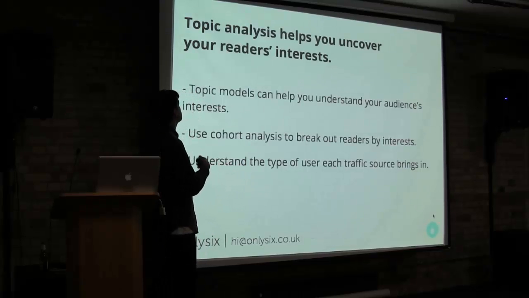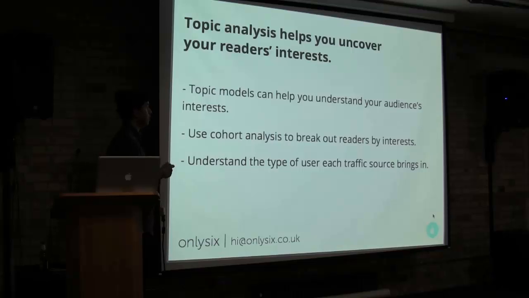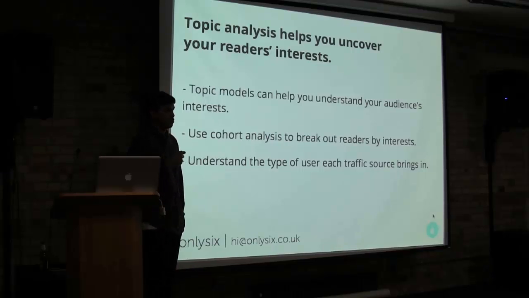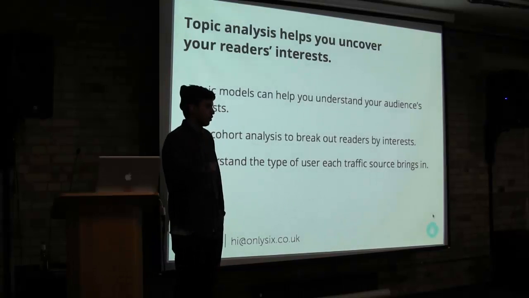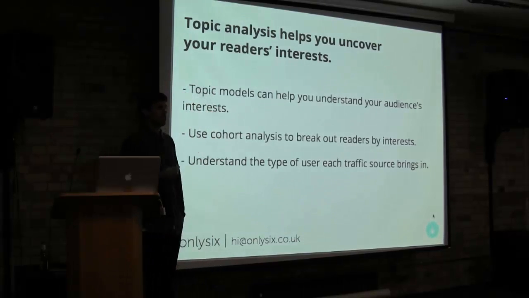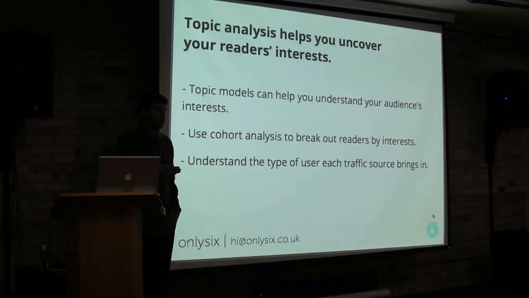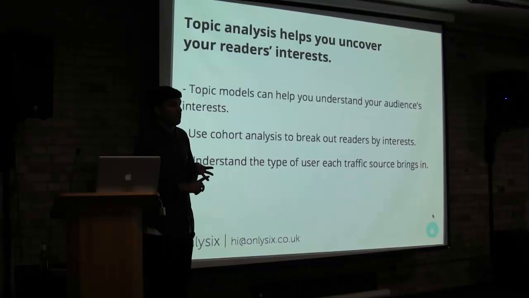So topic analysis helps you uncover your readers' interests. Topic models can help you understand your audience's interests. By that I mean, if you have a document, how can you understand what's within that document? For us, we model this mathematically. For example, a document might represent Tony Blair as a topic, it might have The Rock, or it might have Saddam Hussein. How do you write code which can do that automatically?